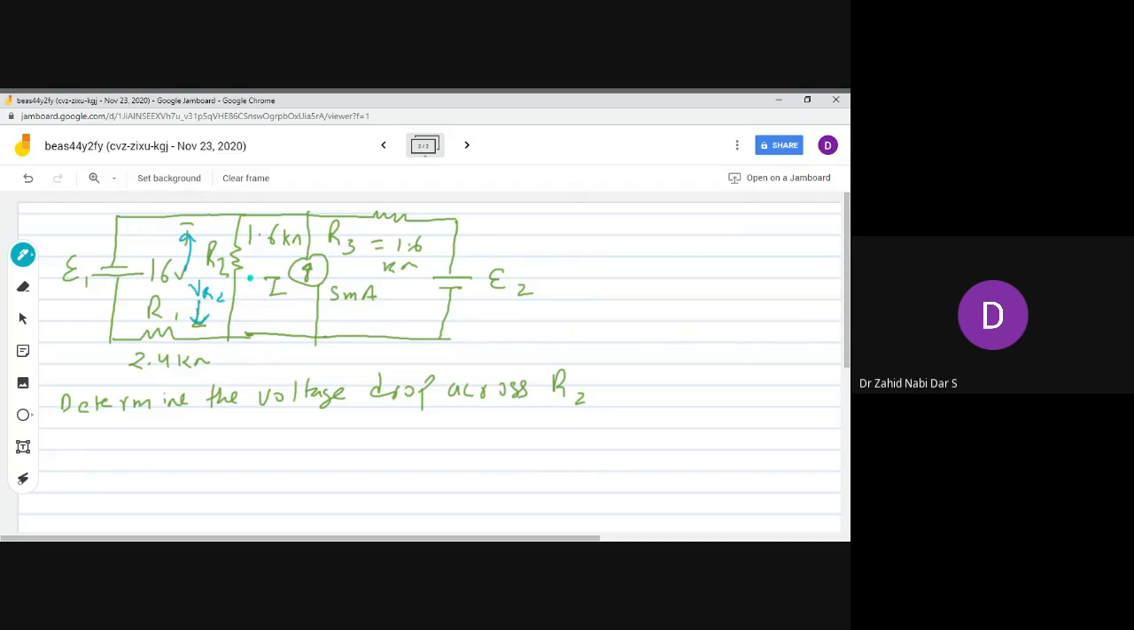So in order to calculate this with superposition theorem, what we have to do, we have to take each individual source separately. Suppose let's take E1 first. Now in order to take E1, current source here we have to open, here we have to short. Short means replace this with a simple wire. So the circuit will get modified.